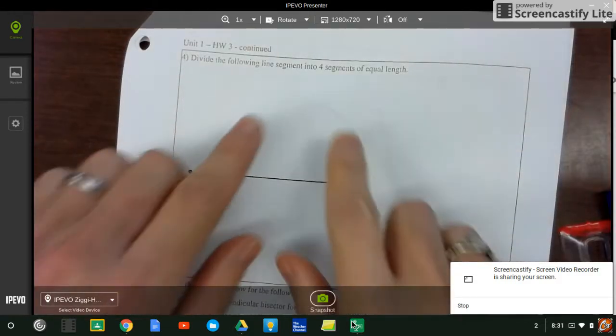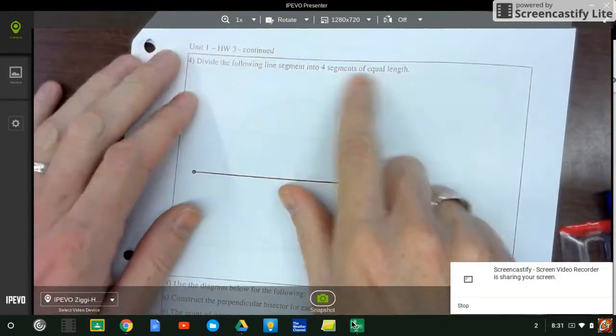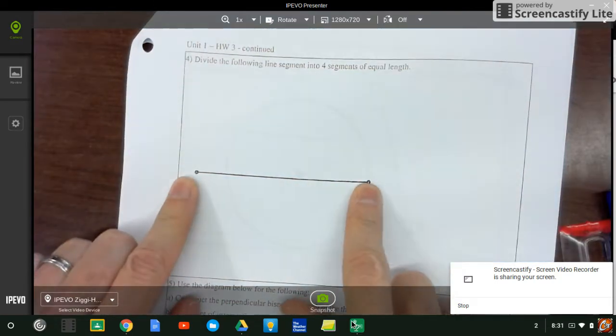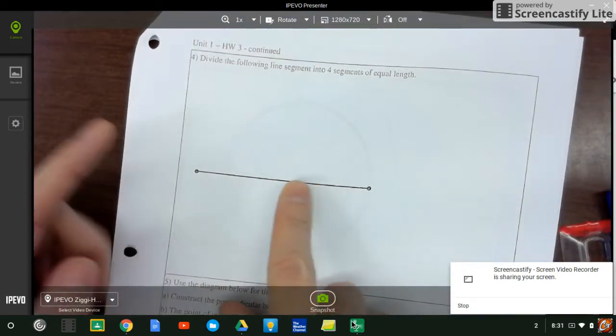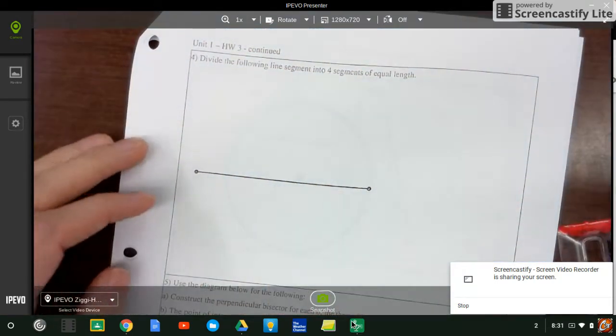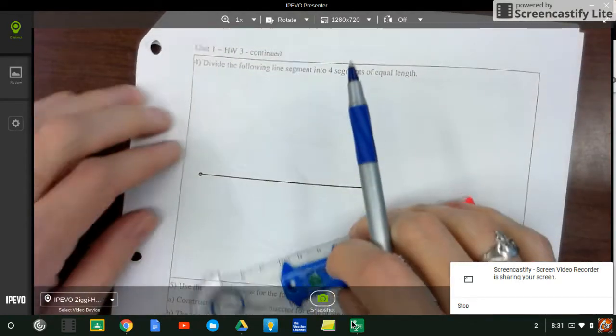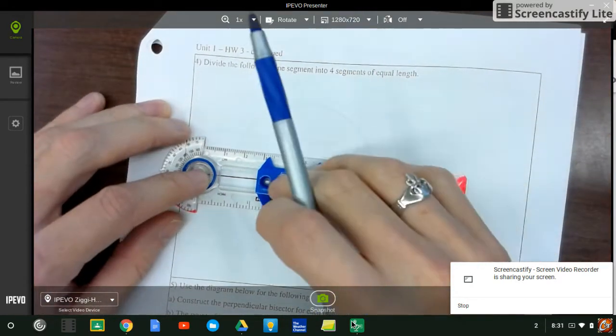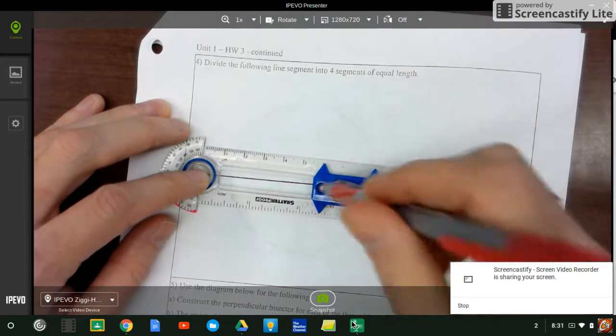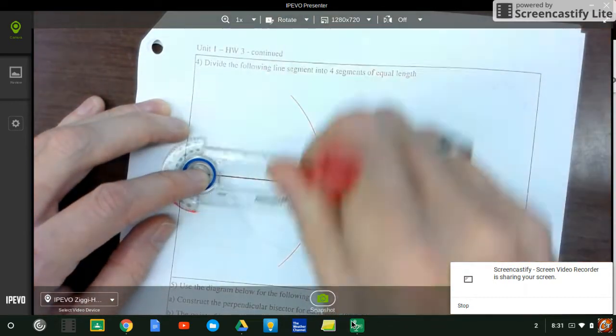Okay, so our first question is dividing a line segment into 4 equal segments. Well, we know we can break it into 2 equal segments called bisecting. So if I bisect the bisector, that's fine. So we'll start off with bisecting this segment.